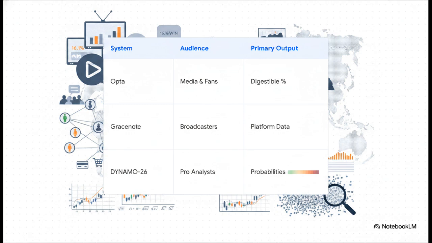Look at Opta. Their target audience is media and fans. So the primary output is digestible percentages, like telling you Spain has a 16.1% chance for the title. It's great for TV graphics. Then you have Gracenote, aimed at broadcasters and sponsors, mixing probabilities with demographic data for platform activation. But Dynamo-26, its target audience is pro analysts and betting syndicates. It skips the simple narratives entirely and provides incredibly precise probability bands and value deviation metrics.